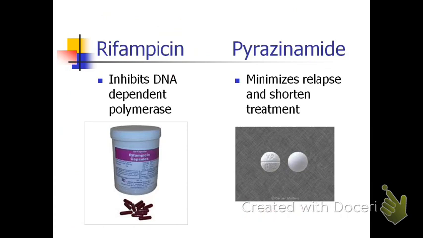Okay, so what would be the action of these antibiotics? Rifampicin would inhibit DNA-dependent polymerase. And if you inhibit this, then the organisms will not be able to produce the nucleic acid necessary for them to multiply. Pyrazinamide would minimize relapse and shorten the treatment. So you prevent reactivation.